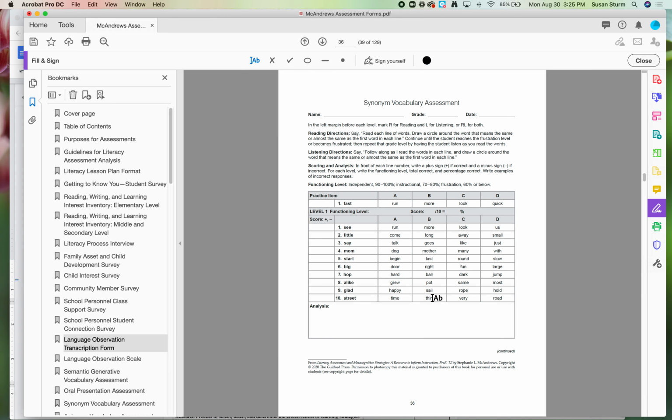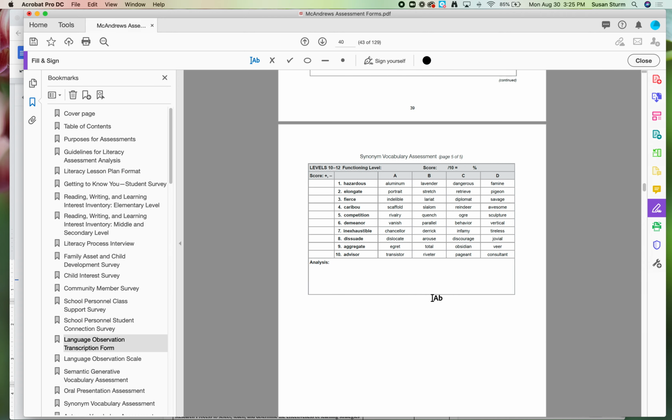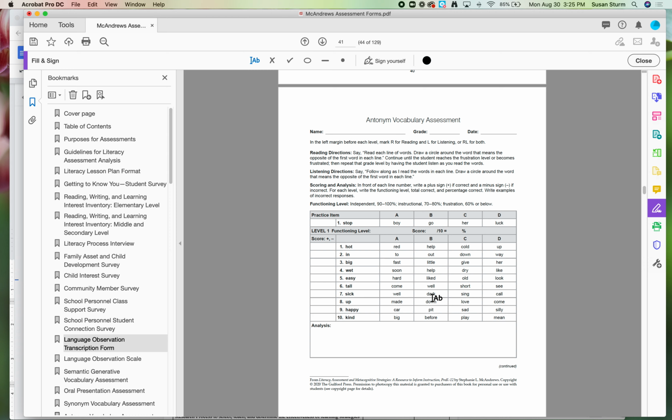The next one is another really good one to give, and I would recommend that you give this one to your focus student, and this is called the Synonym and Antonym Vocabulary Assessment. So the one we're looking at here is synonyms. There is one on the next assessment that's called the Antonym Vocabulary Assessment. So synonyms, of course, are words that mean the same thing or super similar, and antonyms, of course, are words that are opposites or mean completely different things.